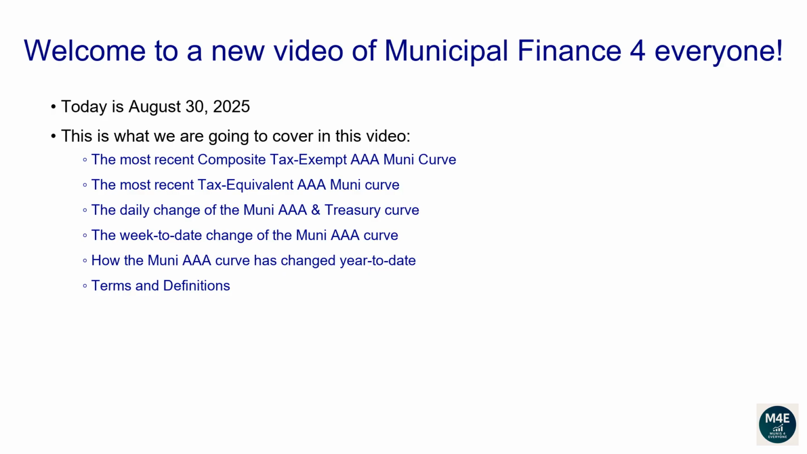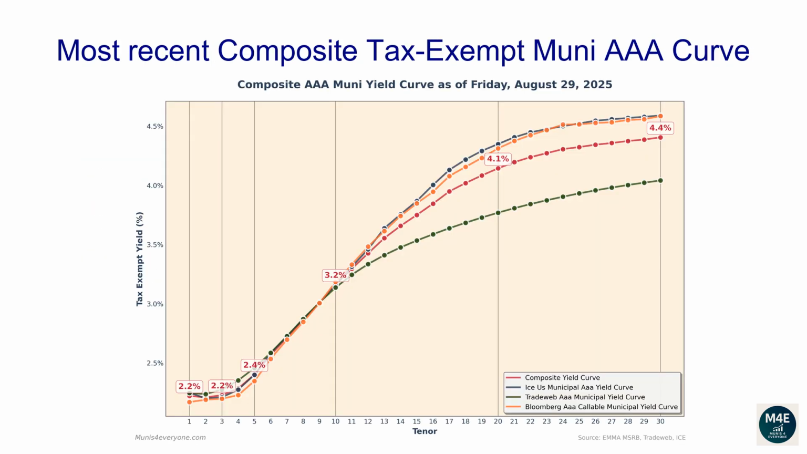Terms and definitions. Let's go over the most recent composite tax-exempt Muni AAA curve. The following composite tax-exempt yield curve is based off the most recent ICE, TradeWeb, Bloomberg yield curves that are available on the MSRB website, plus some proprietary extra adjustments, as of August 29, 2025.